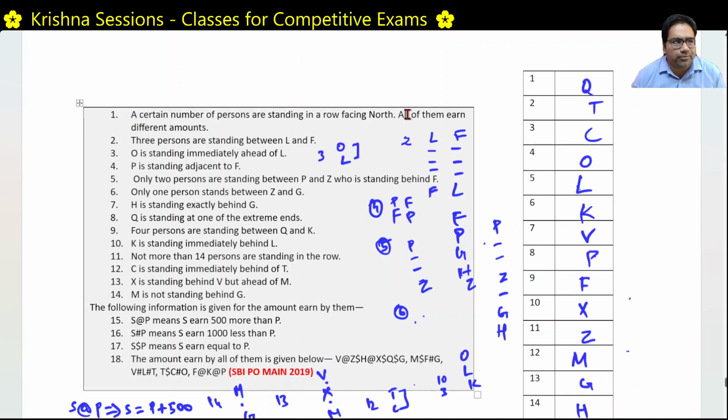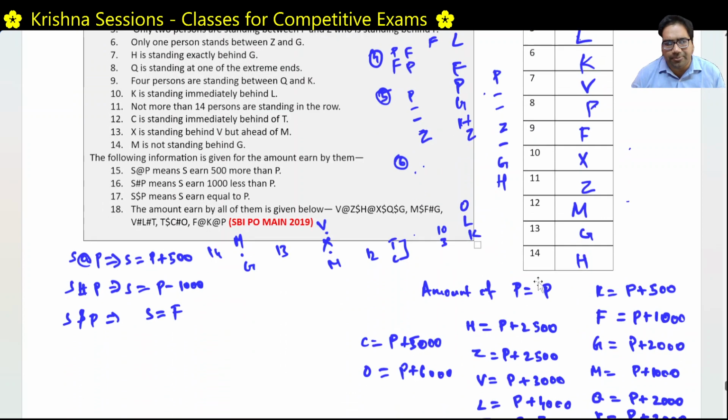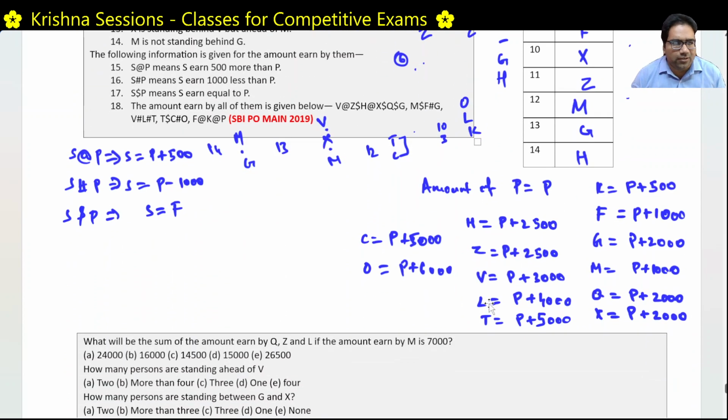Right. So please note, probably these are memory based questions. I have taken these questions from different books that are available in the market because these are memory based questions. Probably they would have gotten them wrong also. But nevertheless, all of them earn different amounts. It's not exactly true. There are some people who are earning the same amounts. That's what we have figured out. Now, let's continue.